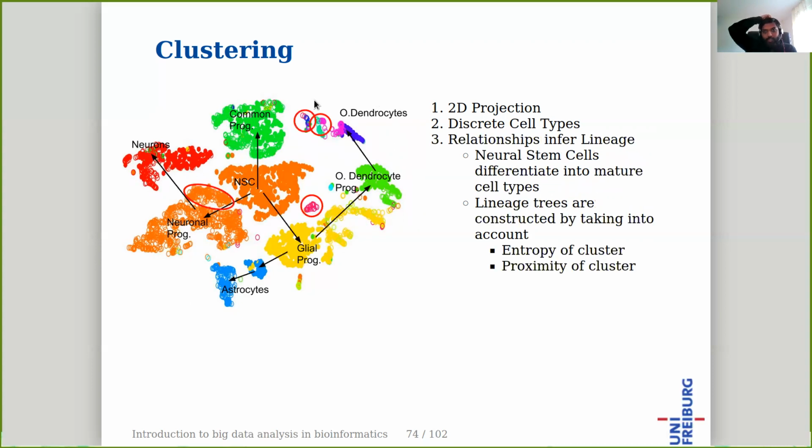And after defining cell types, what we can also do is infer the relationships. That's lineage. The relationships are something like: starting from neuronal stem cells, we can go to neuronal progenitors, and then it can lead to mature neurons, or we can start from stem cells, go to glia progenitors, and then oligodendrocyte progenitors, which ultimately leads to mature oligodendrocytes. Such lineages we can also infer from this clustering.